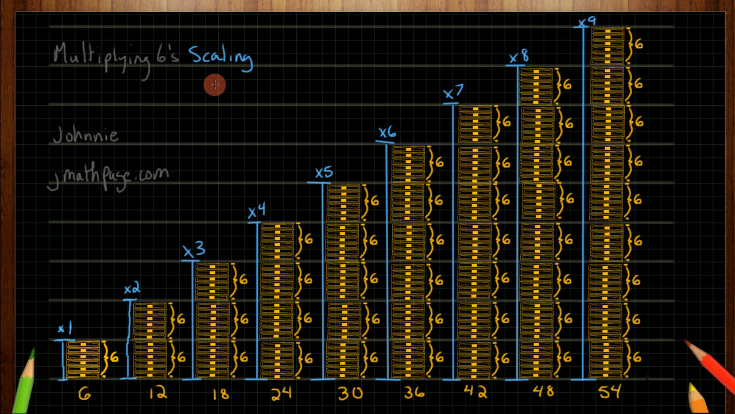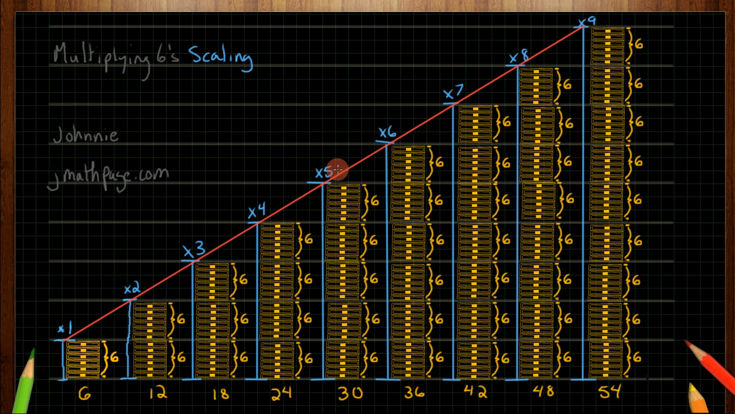Now I'm going to ask you to look at one other thing. Let's think about scaling in terms of growing and shrinking. So we started here at 1, and we grew to twice as many, 3 times as tall, 4 times as tall, 5 times as tall, 6 times as tall, 7, 8, 9 times as tall as the first stack of 6. So we can think about things in terms of things growing and growing and increasing. So we can see that 9 stacks of 6 boxes is 9 times as tall as the first one.